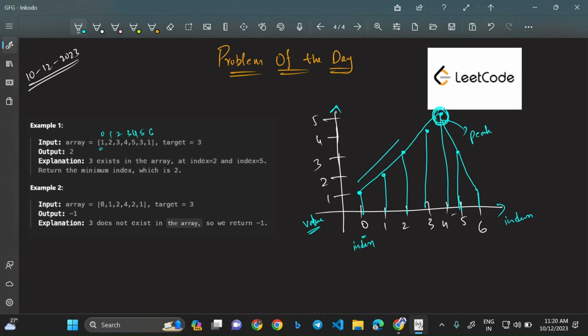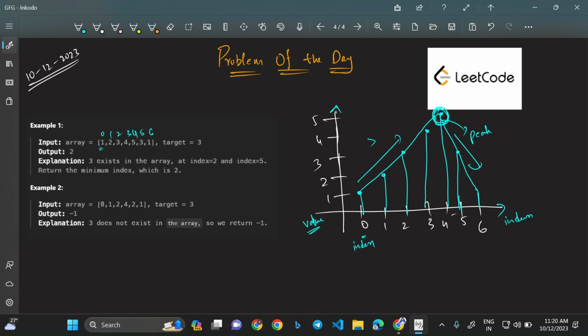Till that point, everything grows. After that point, everything decreases. That's it. And it's strictly increasing. It's not like equal to or something. You will not be finding something like this and this and then going down. No, you will not be finding this. Strictly increasing, strictly decreasing. This is how you will be finding the array.